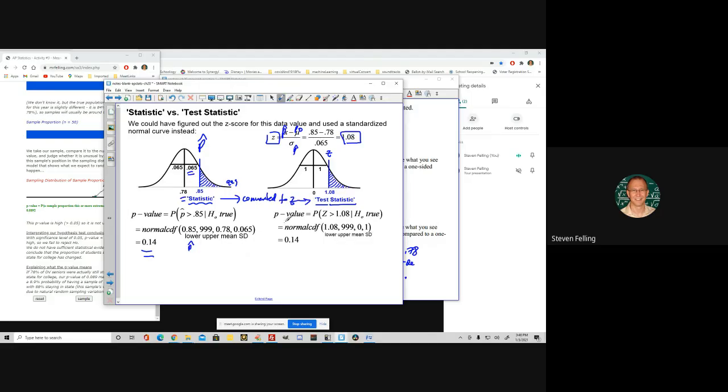You can still use a normal CDF function. You would use the test statistic z to infinity, but you would use 0 for the mean and 1 for the standard deviation. You get that same value. That's not important right now in the course, but later on we'll often have to convert things to test statistics. For right now, you can use either the statistic or the z-score version of it, the test statistic. You just have to make sure you use the right mean and standard deviation.